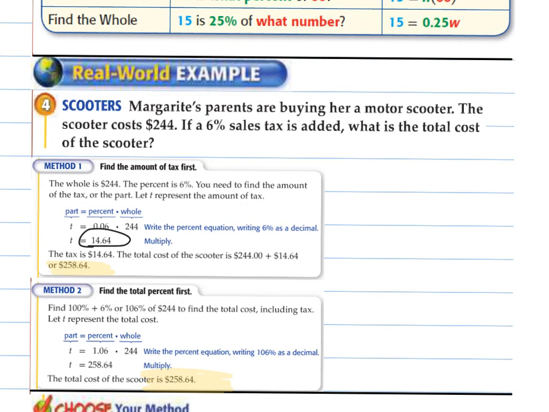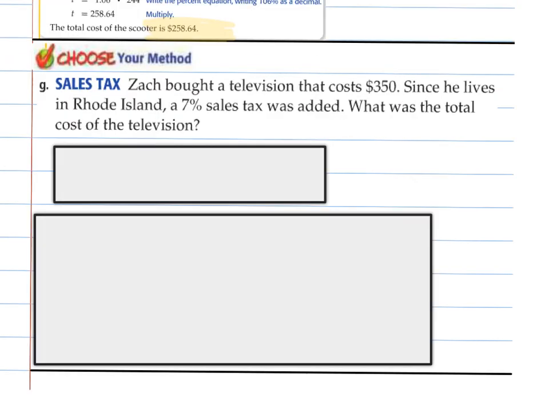You can see both ways we got the same answer. Method 2 had one step before we did the math. Method 1 had two steps after we did the math. Okay, both ways work. So let's try one on our own.